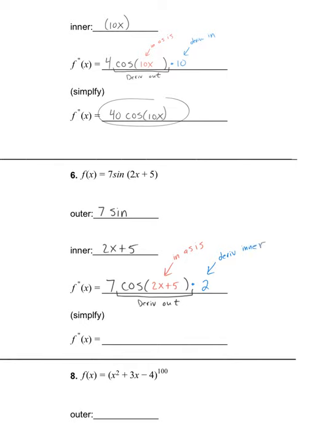Okay, to simplify this, you always multiply the coefficients, the numbers. We have a 7 and a 2. 7 times 2 gives me a 14 out front. So we have 14 times the cosine of 2x plus 5. And that is your final best answer derivative.